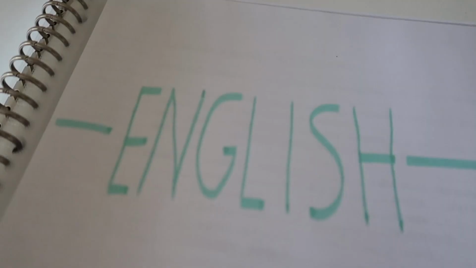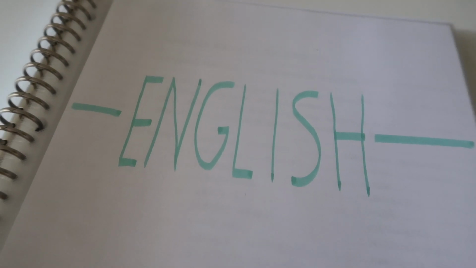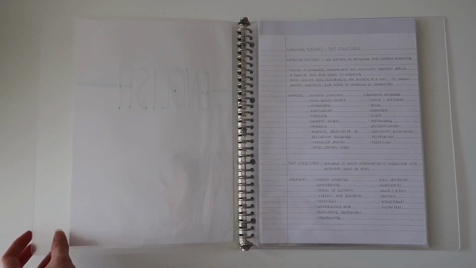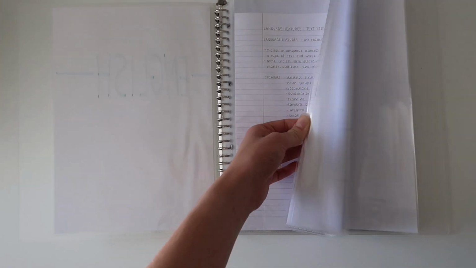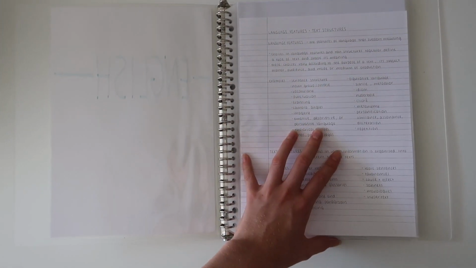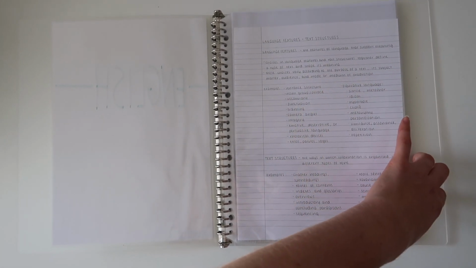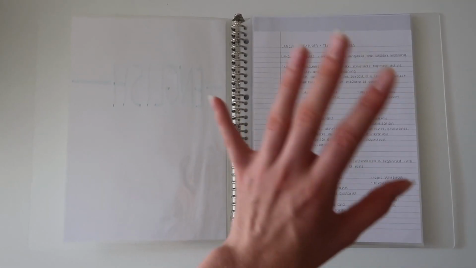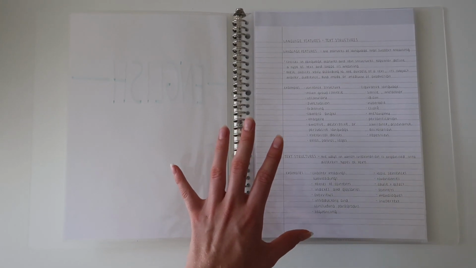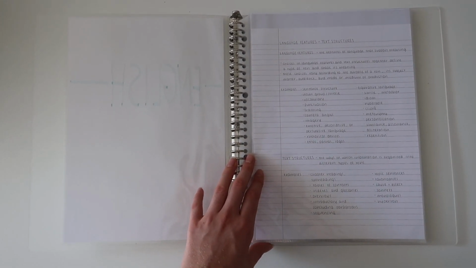So here we have my lovely cover page for English. And then we flip over, and this was just a little random page. Okay, so the order of my notes: the first section is the comprehending section, then the responding, and then the composing. This first section of notes that I'm going to show you is my notes for comprehending.